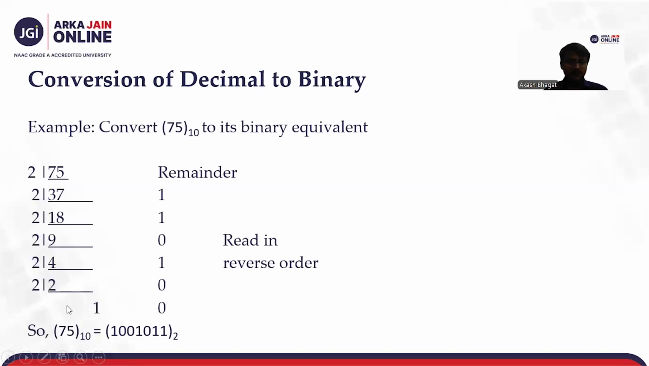Now after this, go in the reverse direction, say 1 0 0 1 0 1 1. So read in reverse order. After completing the division, when it is not possible to divide the number by 2 anymore, then we consider the reverse order of the remainders, and we get 1 0 0 1 0 1 1, and this is the binary equivalent of the decimal number 75.